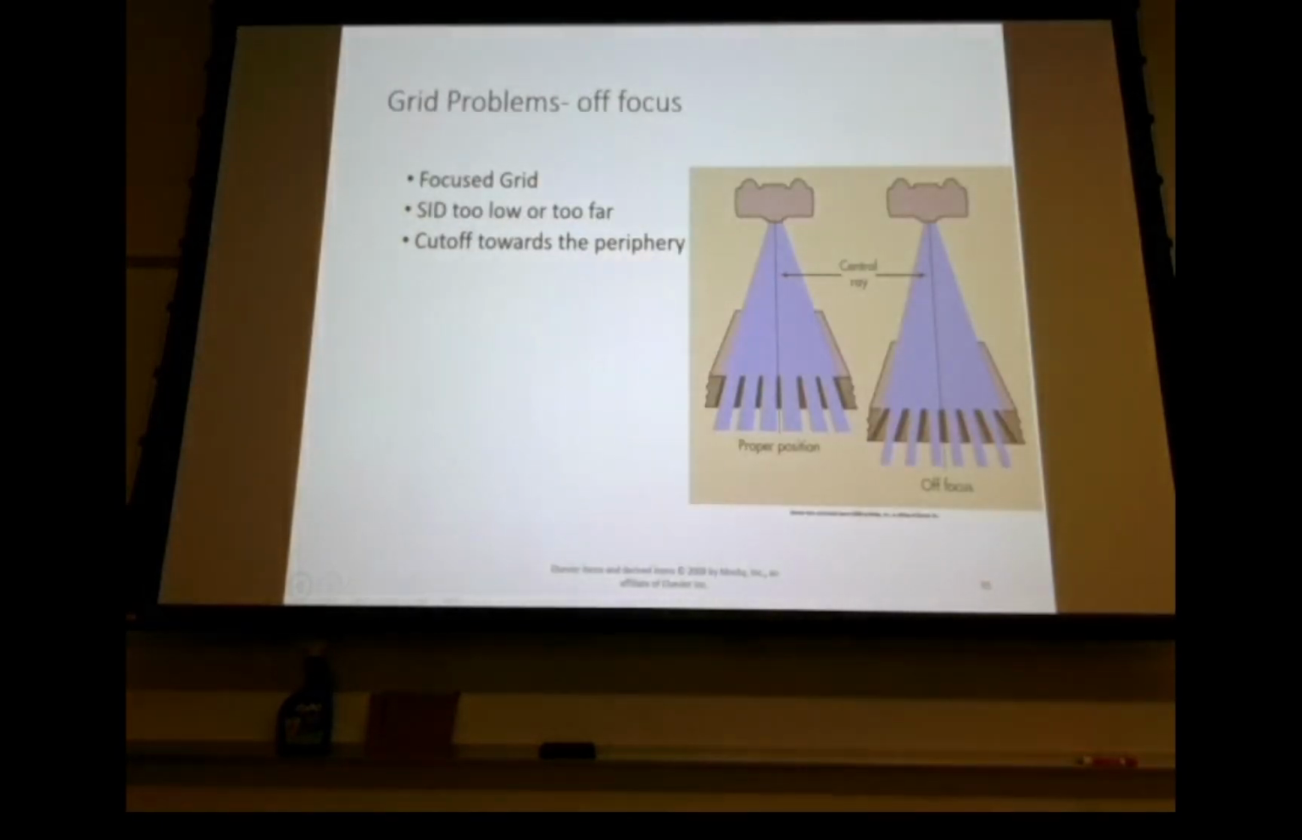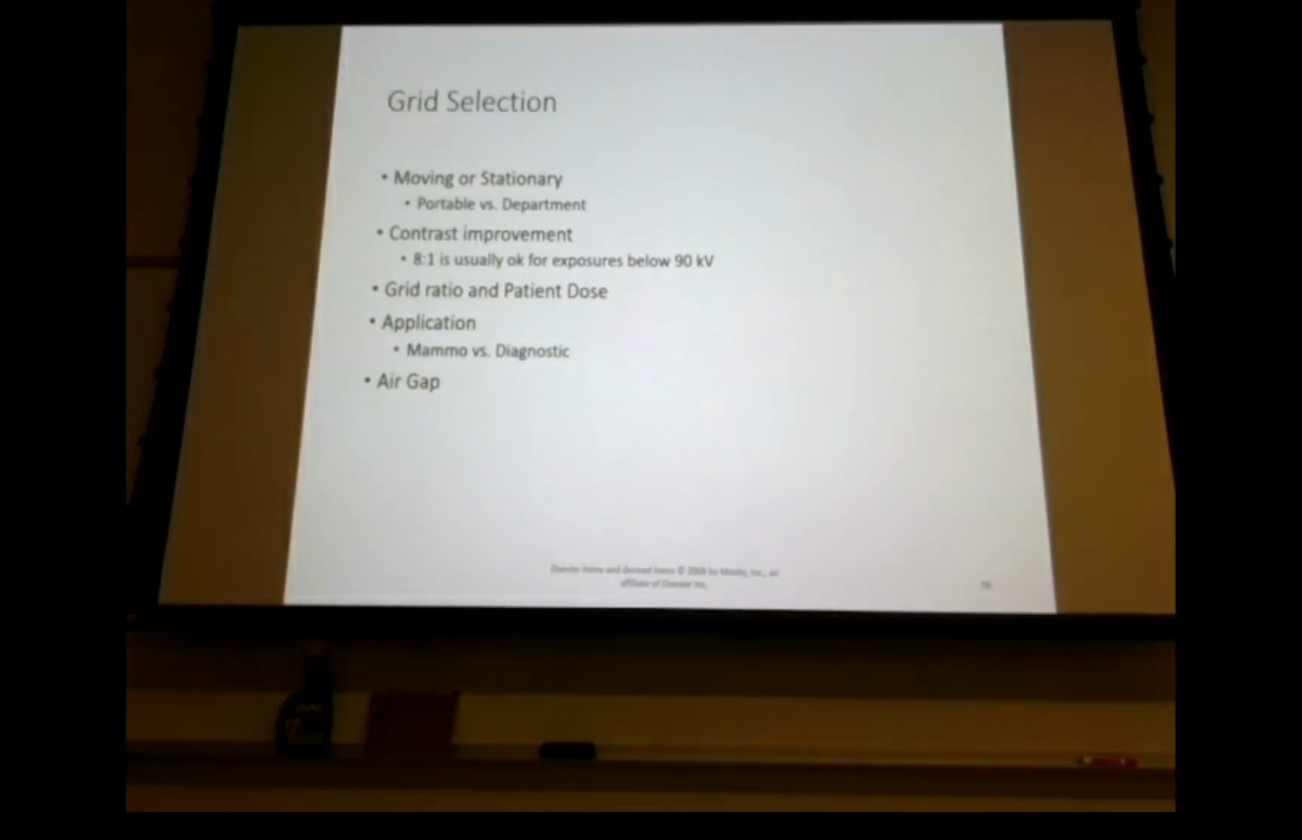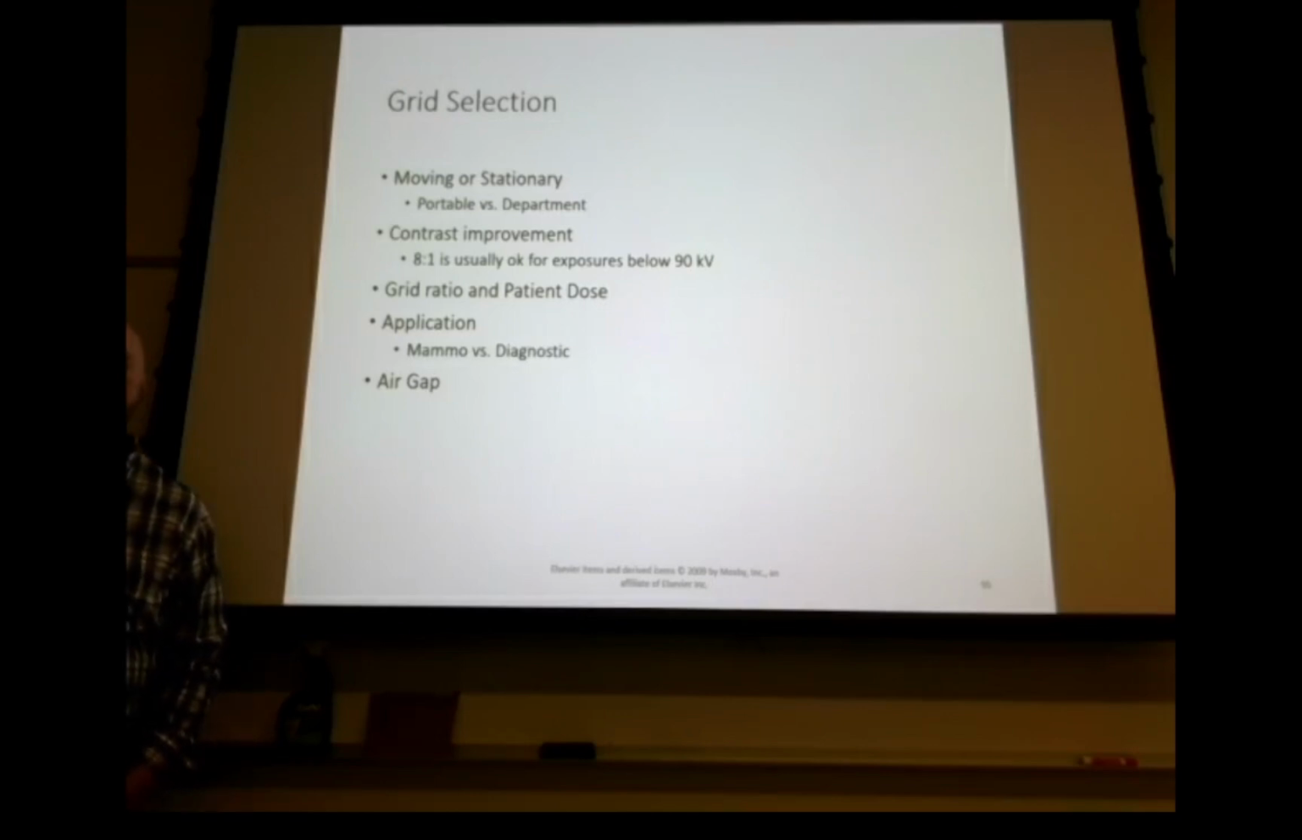Off level, we'll take a look at all of that. All right, so grid selection, what are you doing with the grid? What kind of patient, what kind of equipment are you using? Are you using portable? You're shooting a patient in the department? In most of our machines now, we can remove the grid. So our general rule of thumb, again, 70 kVp, shoulder size, knee size or above.